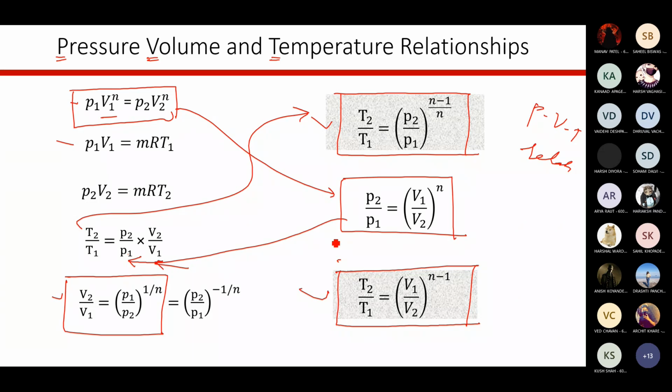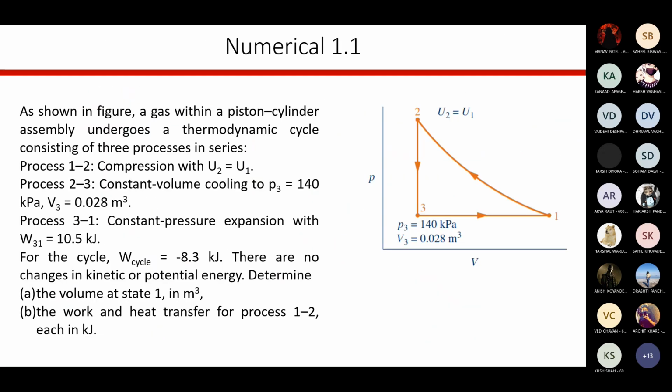Now it is time to apply whatever we have learned up till now. So take down the first numerical. Let us go through the problem statement first and then draw the PV diagram. Don't jump directly to the PV diagram. As shown in the figure, a gas with a piston cylinder assembly undergoes a thermodynamic cycle consisting of three processes in series. Three processes are there in series.